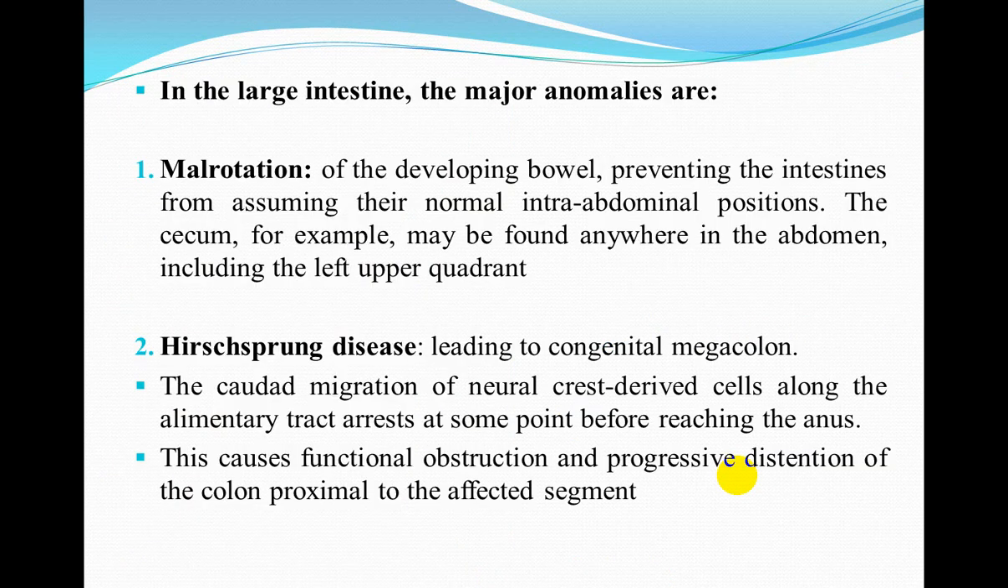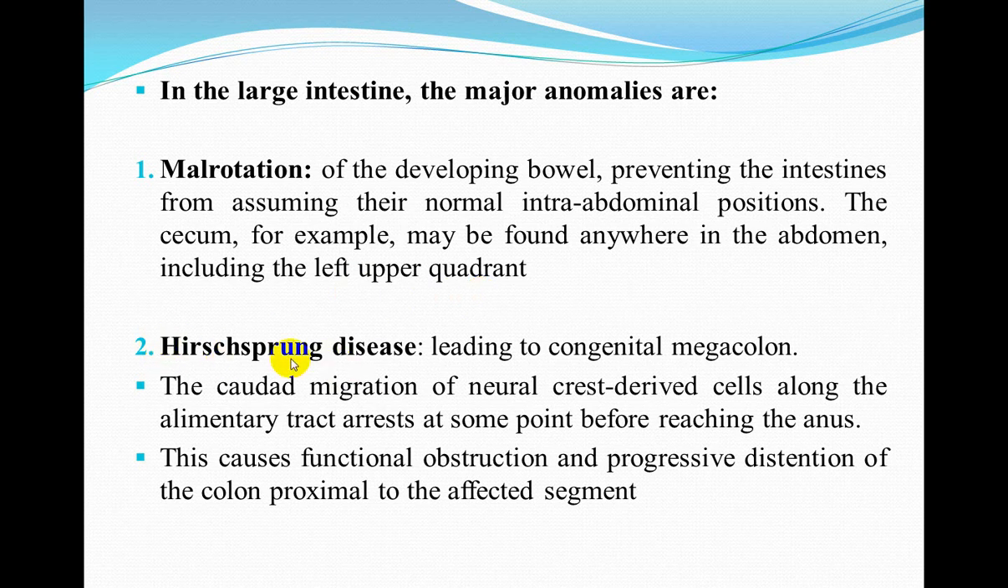Of the developmental anomalies in the large intestine, the two most important are malrotation and Hirschsprung disease. Malrotation is inappropriate positioning, an inappropriate arrangement of the segments of the large intestine. For example, the cecum may be found in the left upper quadrant of the abdominal cavity instead of the right lower quadrant.